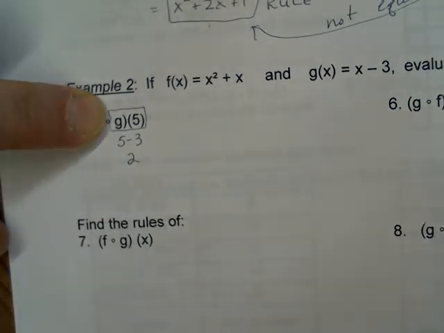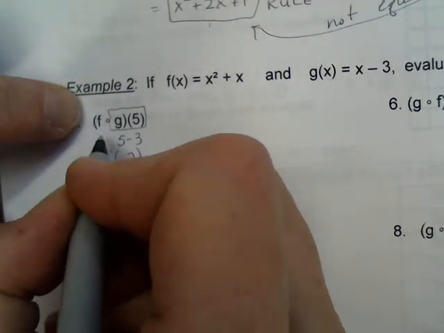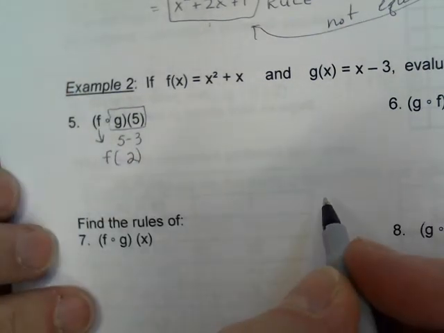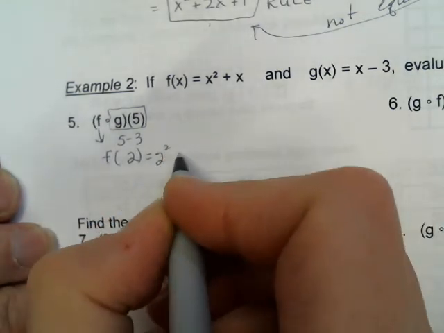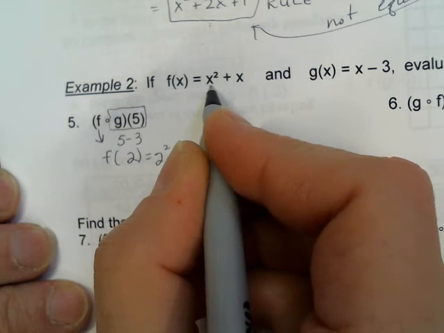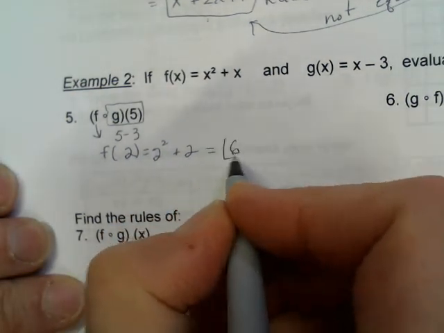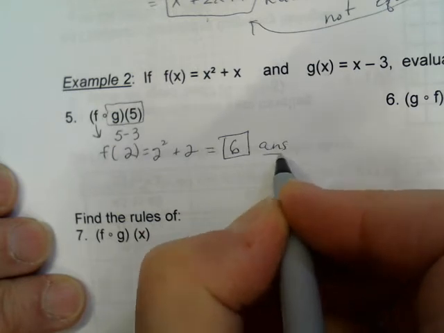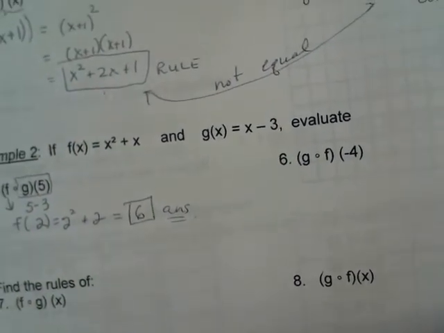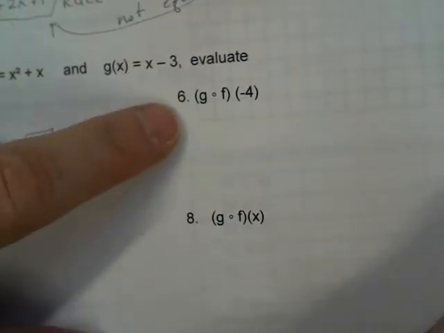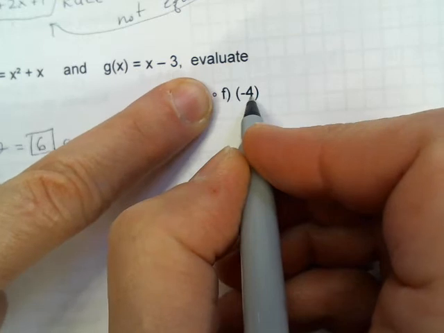And now we're going to drop that f function down, and we're going to do f of 2. So f of 2 is 2 squared plus 2, if that's f of x. Well, 2 squared is 4, and 4 plus 2 is 6, so this answer is 6. And over here we're going to do g of f of negative 4. So how do you do that? Cover up the g function. You're going to figure out f of negative 4.